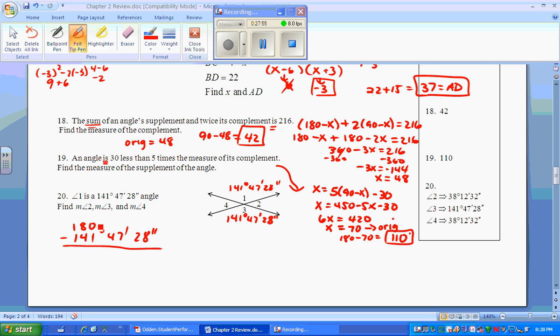All right, over here. When we do that, we have to borrow. So this is 179, so that makes this 60. Still need to borrow, so 59. And this makes this 60. Subtract the 28, get 32 seconds. Subtract these two, get 12. And subtract these two, get 38. So this answers the measure of angle 2 and the measure of angle 4.